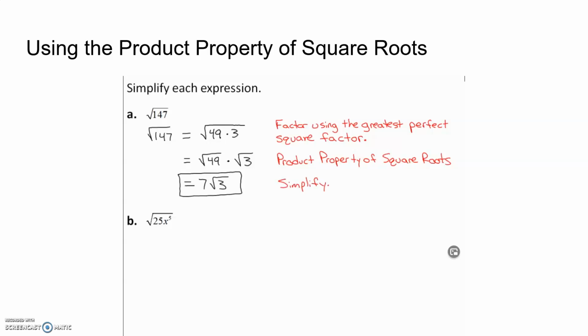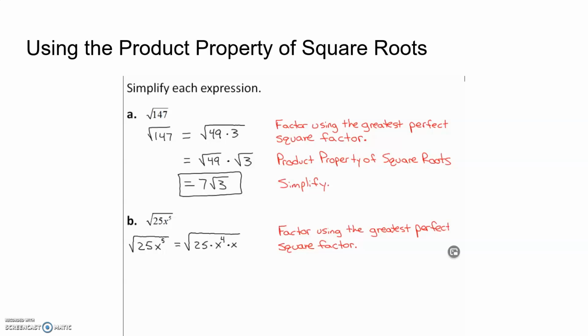Part B, the square root of 25x to the 5th power. First factor using the greatest perfect square factor. The greatest perfect square factor of x to the 5th power is x to the 4th power. So the square root of 25x to the 5th power equals the square root of the quantity 25 times x to the 4th power times x.